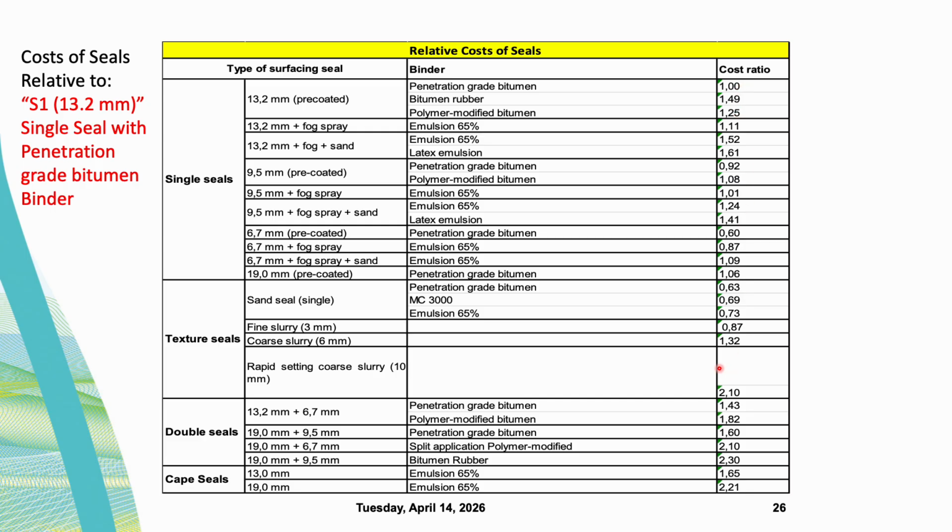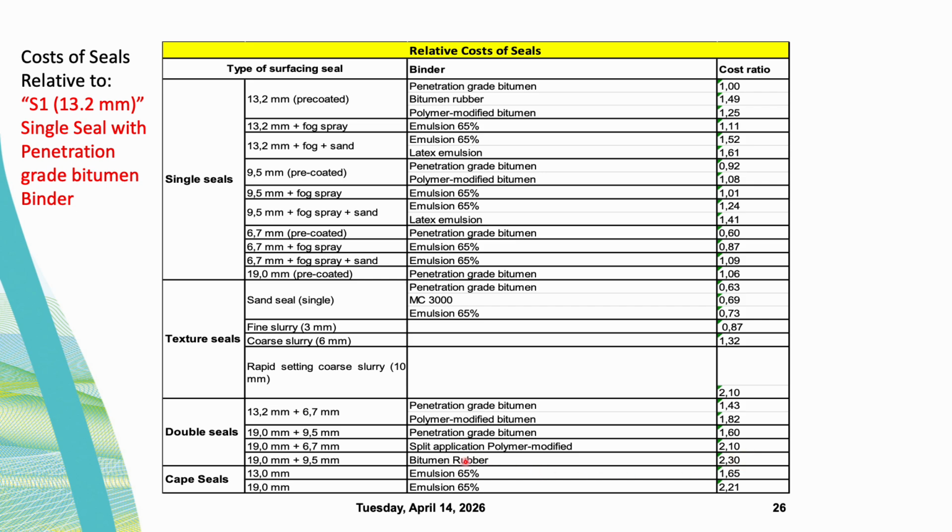So here's a fine slurry, it's only 0.87. That is really the cheapest, I think, in the lot. No, 0.69, 0.73, 0.63 penetration grade bitumen. Sand seals are the cheapest. You can see that they're all less than 1. Less than 1, even the coarse slurry is 1.32.